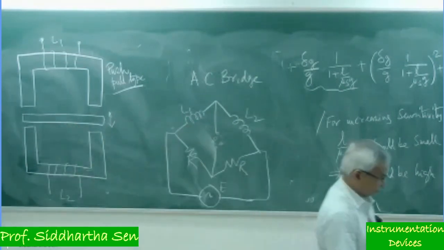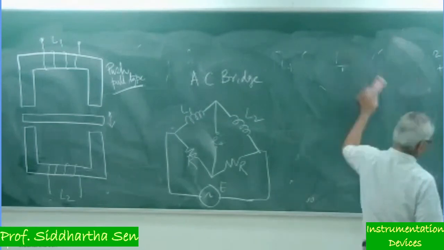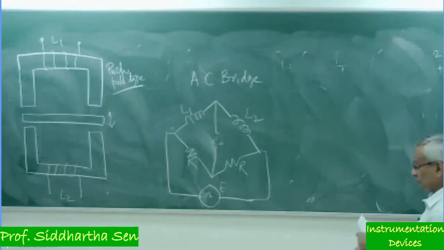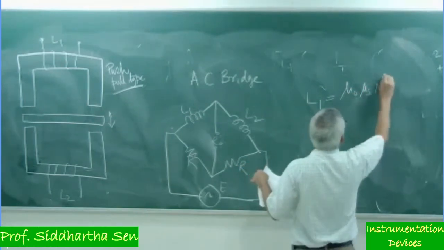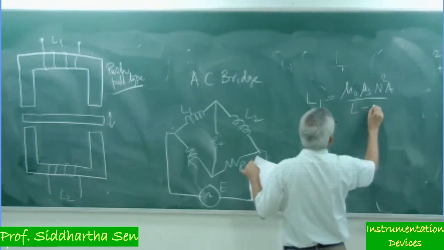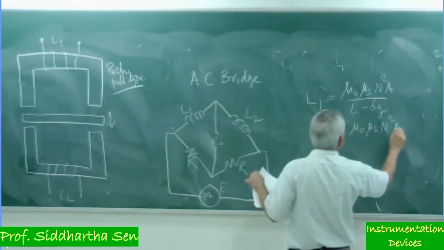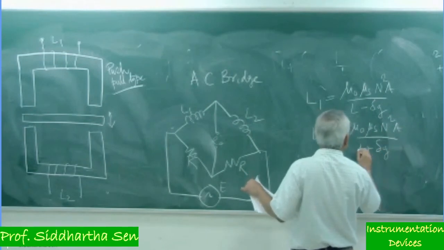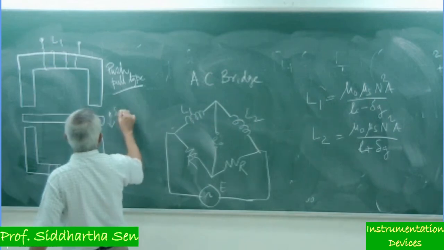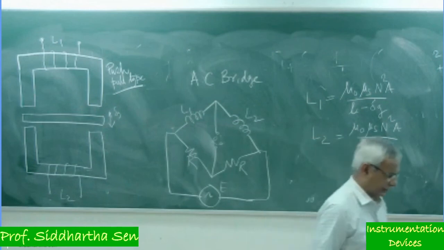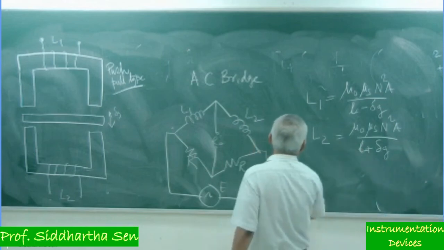One will be L1 equal to mu 0 mu s n square A divided by l minus delta G, and the other, L2, will be mu 0 mu s n square A divided by l plus delta G, small l. Because of the delta G, one gap is decreasing and one gap is increasing here. So first job, I will ask you to find out an expression for the value of E0 there.